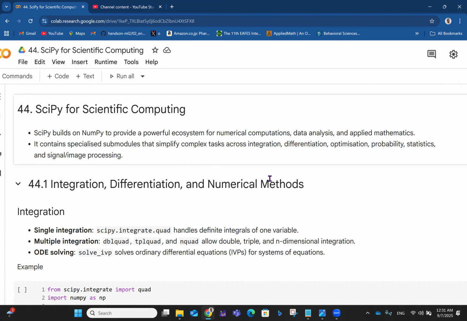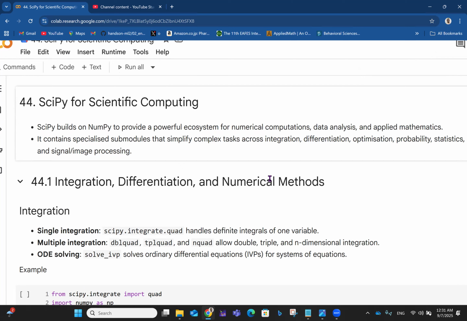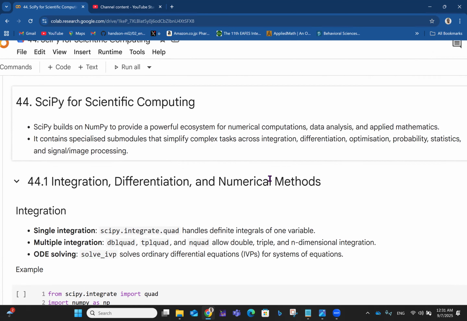So what does SciPy do? In summary, scientific computing, but talking about the nitty-gritty of what it does, SciPy builds on NumPy to provide a powerful ecosystem for numerical computations, data analysis, and applied mathematics. It contains specialized submodules that simplify complex tasks across integration, differentiation, optimization, probability, statistics, and signal or image processing.